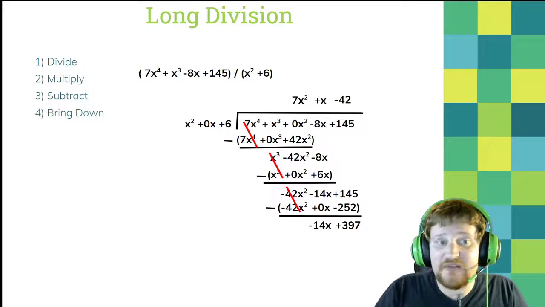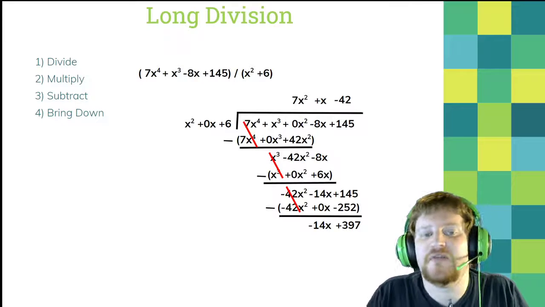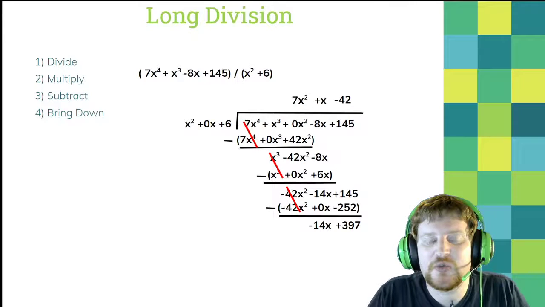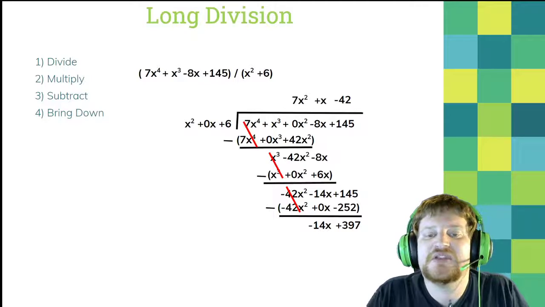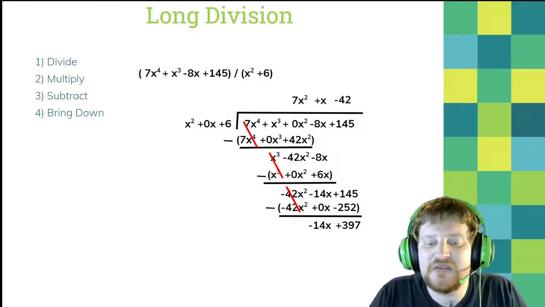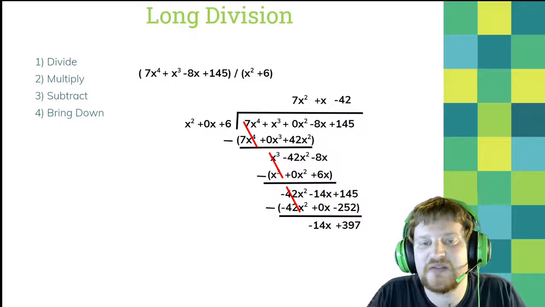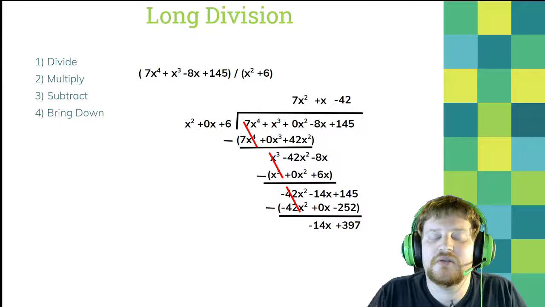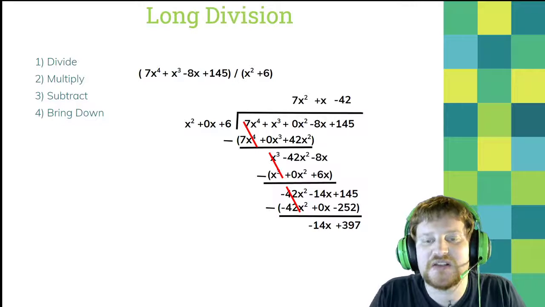So what is 7x squared plus x cubed minus 8x plus 45 divided by x squared plus 6? Well, it's that number on top there, 7x squared plus x minus 42. And whatever you're left with on the bottom, in this case negative 14x plus 397, that's your remainder.